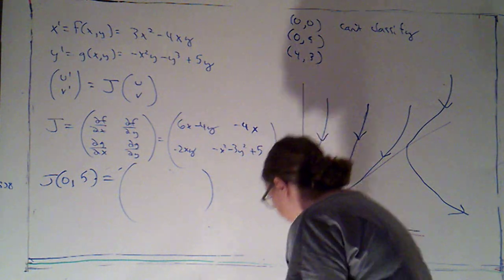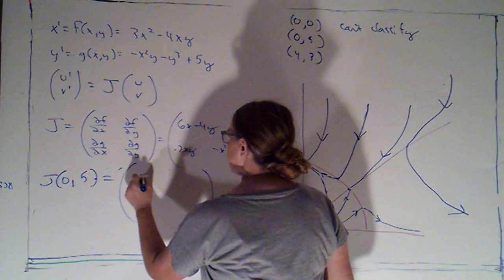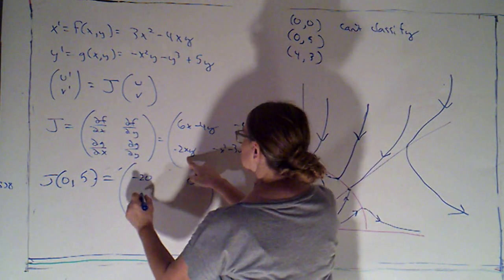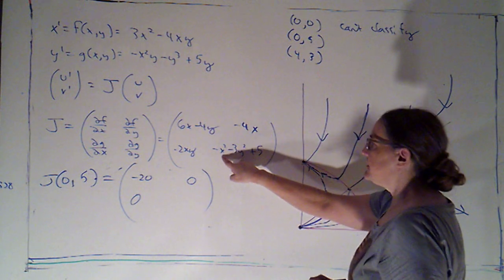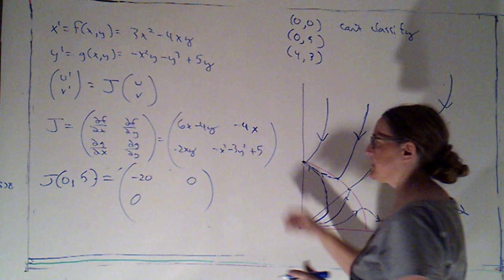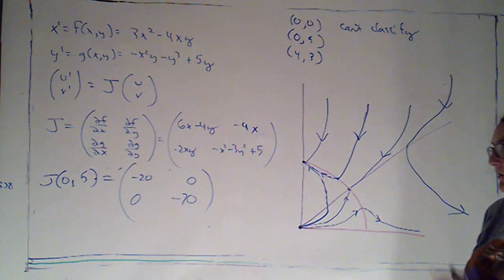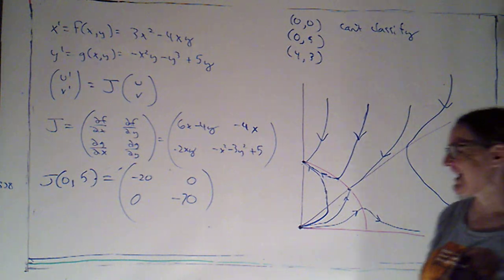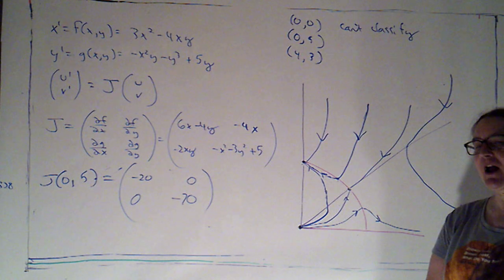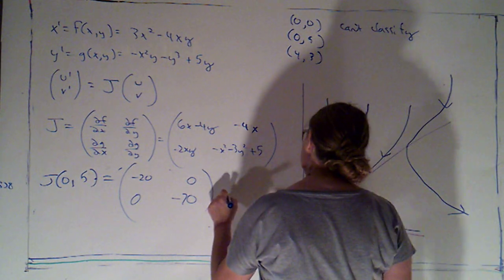So if I plug in 0, 5, I get 0 minus 20, 0, 0, 0, negative 75 plus 5 is going to be negative 70. Now, neat thing about a matrix like this, it's diagonal. Those diagonal entries are my eigenvalues. If you've had linear algebra, you know that. If you haven't, you don't. So let's work it out.